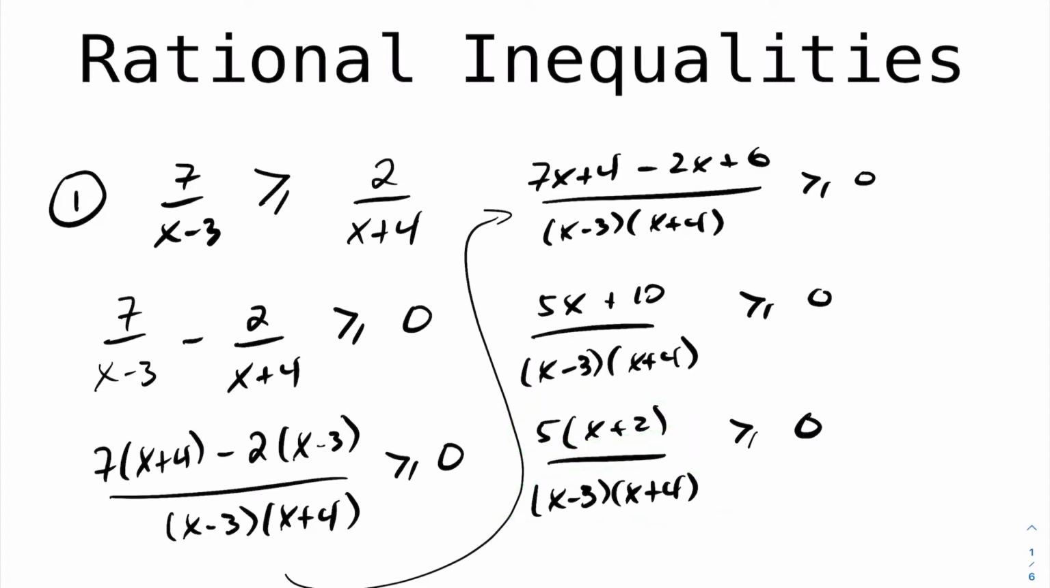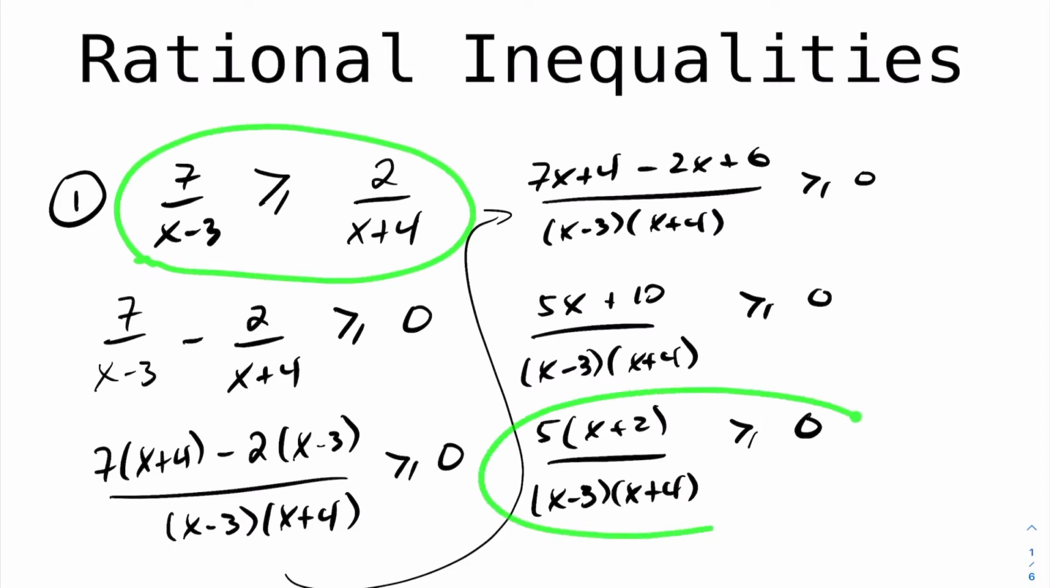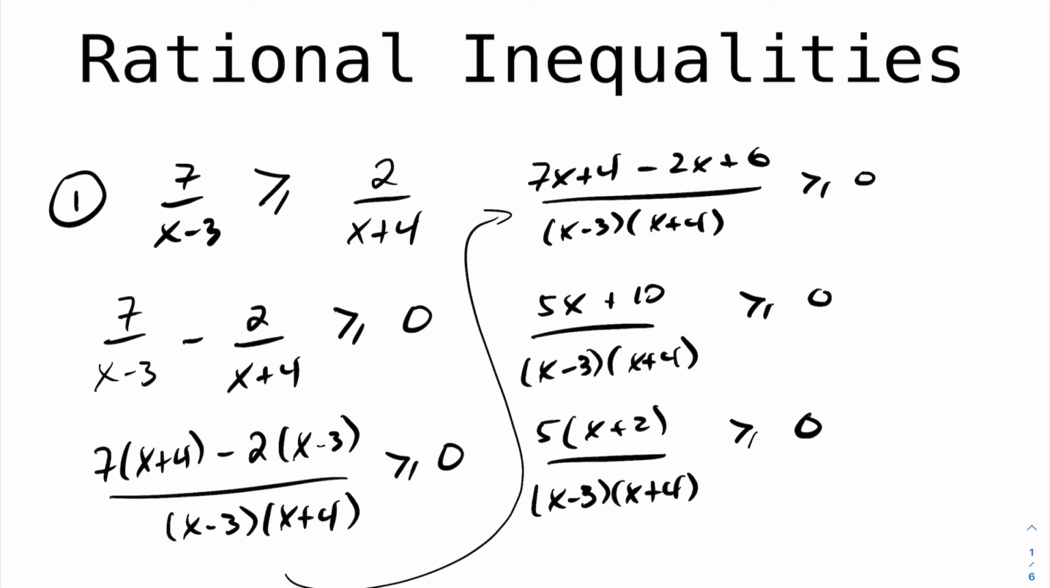Now the idea here is that solving this rational inequality is equivalent to solving this rational inequality. So therefore, solving this inequality will give us the exact same answer as solving this inequality here. Let's go ahead and look at how we would solve the following.